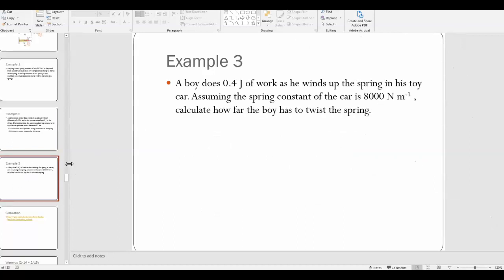Okay, example 3. Example 3 says a boy does 0.4 joules of work as he winds up the spring in his toy car. Assuming the spring constant of the car is 8,000 newtons per meter, calculate how far the boy has to twist the spring. All right, so this is partially a concept question. We're given the spring constant, we're given k. How far the boy has to twist the spring is a question about distance or displacement, so we're asked about x.